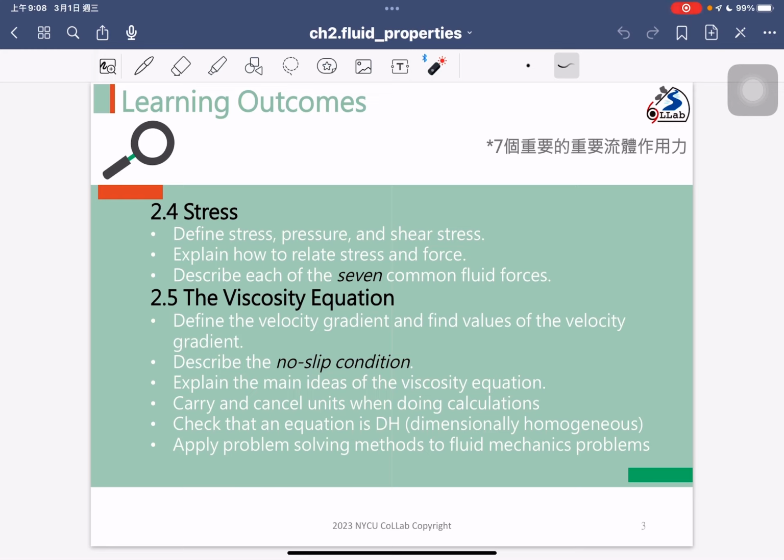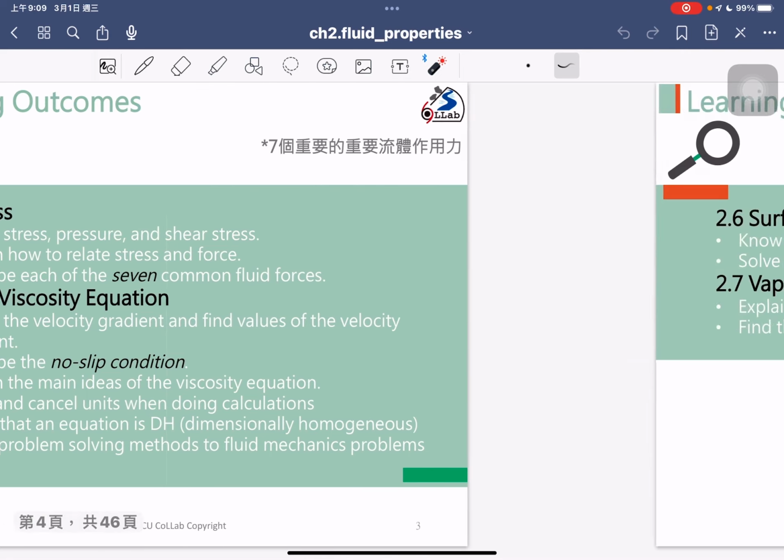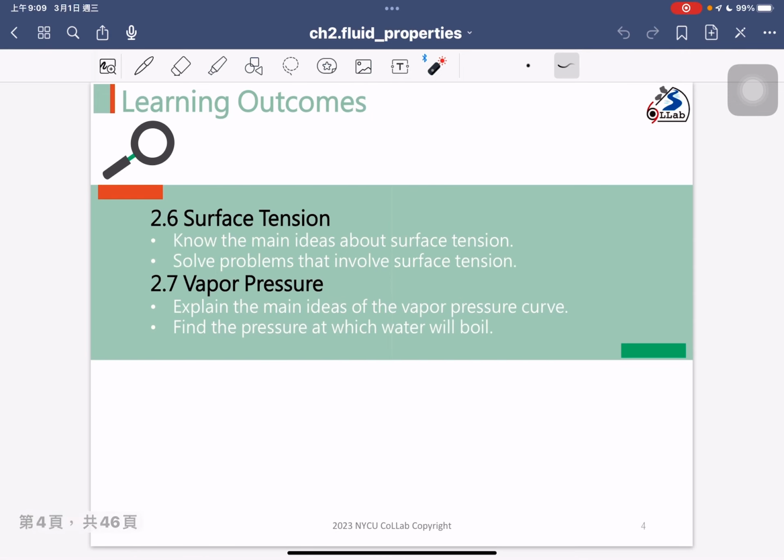So before we teach the viscosity equation, I will tell you the meaning of the no slip condition. Okay? And the final 2 topics in this chapter are surface tension and vapor pressure.